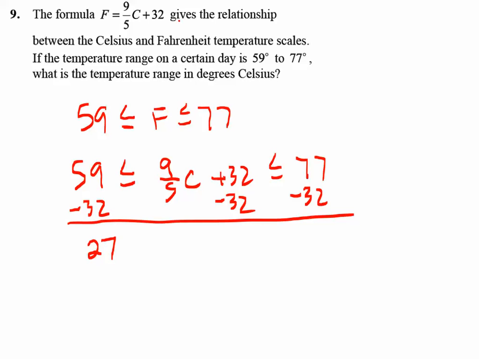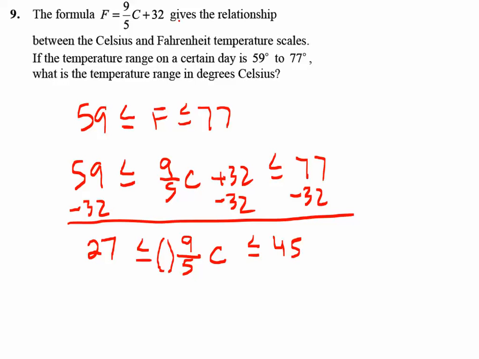All right, how about 27 over here? Now it's just 9/5 C only. And 77 subtract 32, how about a 45? Good there? All right. Now what should we do? How about this: let's multiply by the reciprocal. That's probably the easiest, right?